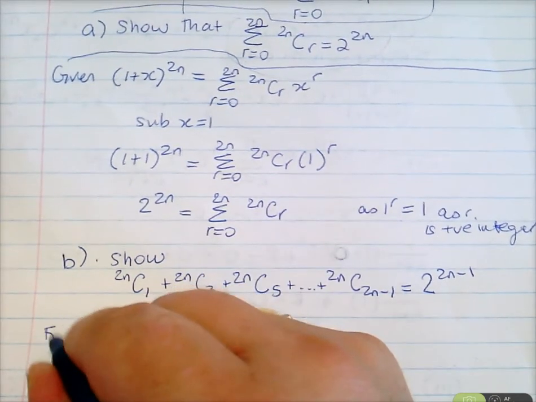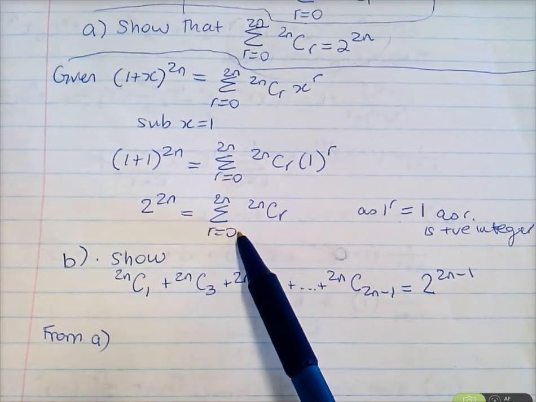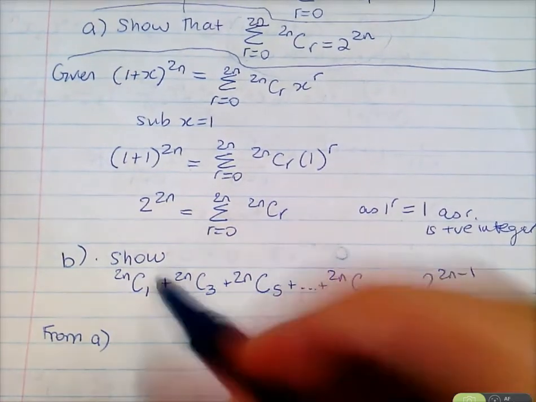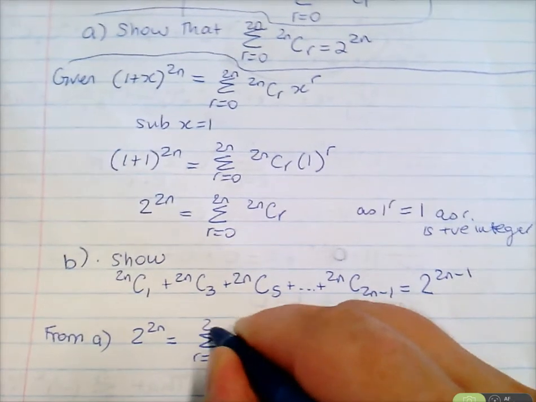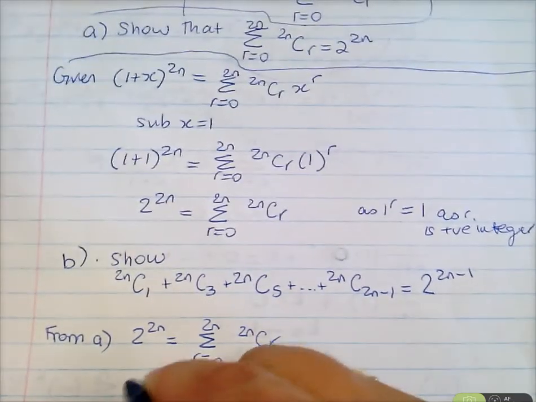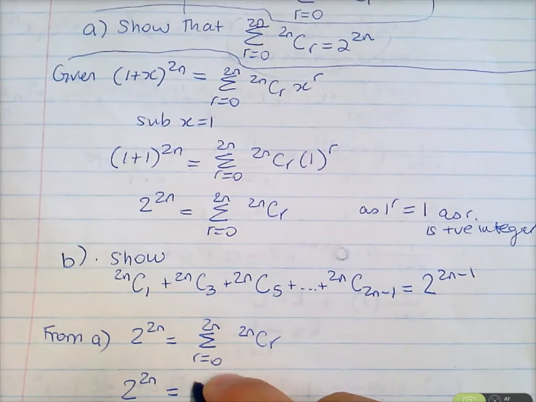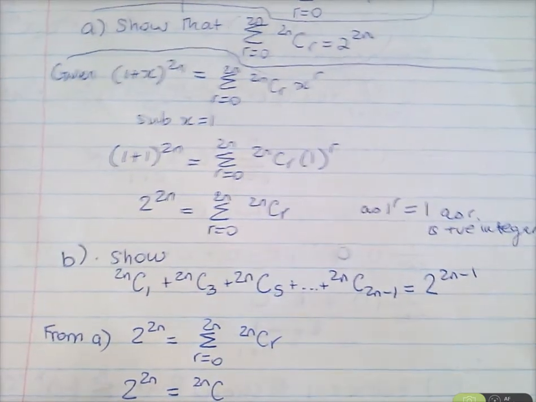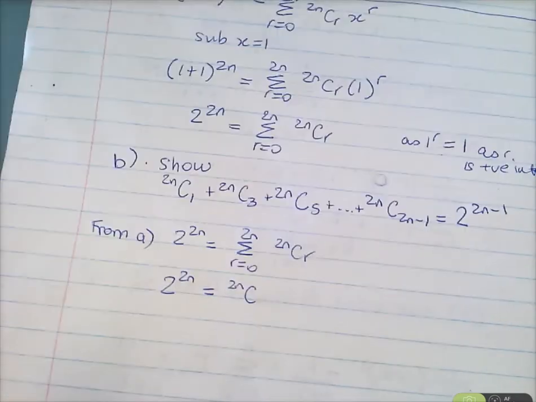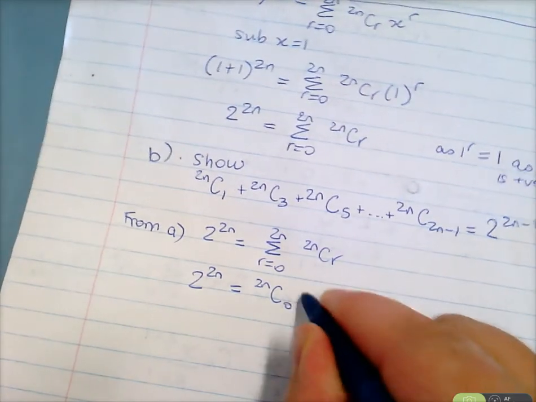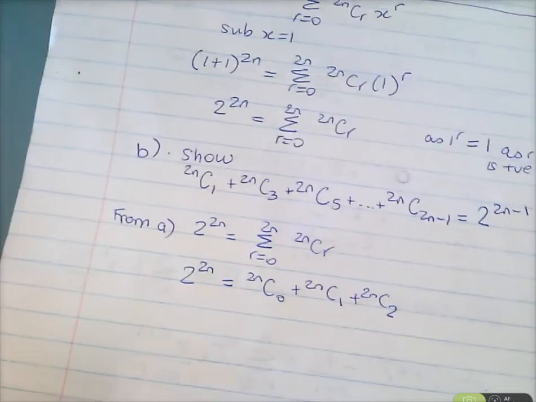Let's look at our result from part A. I know part A is not written out completely, but I'd like to write it out in full form. So from part A, we've got 2^(2n) equals the sum from r equals 0 to 2n of 2nCr. I'd like to expand it out at least up to the 5th term. Remember, it's the sum of all terms from r is 0 to r is 2n. So isn't it 2nC0 plus 2nC1 plus 2nC2? Do you get what I'm doing?